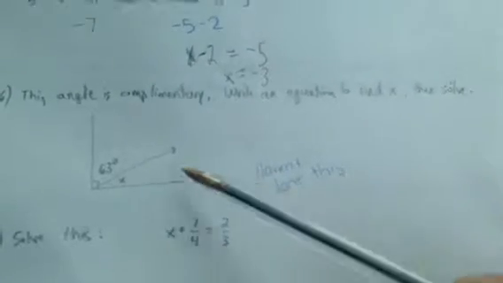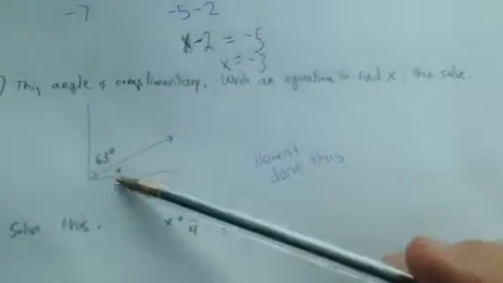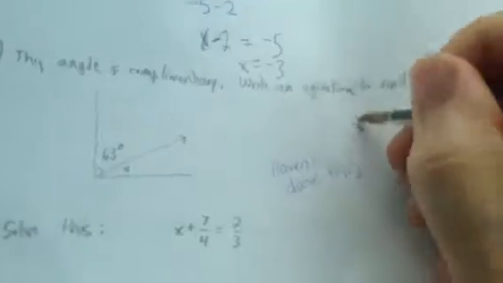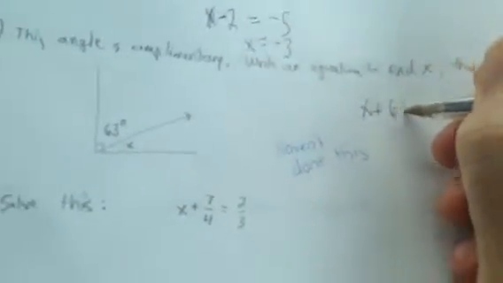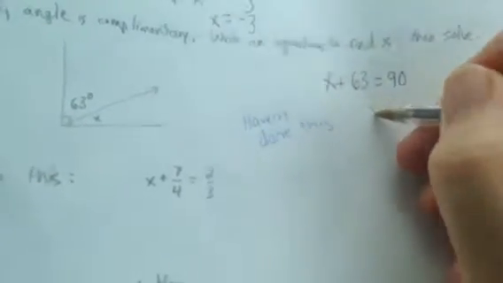All right. This angle is complementary. Write an equation to find x, then solve. A complementary angle is 90 degrees. You know that. So basically the equation is x plus 63 equals 90. So you minus 63 and it's 27. So x equals 27.